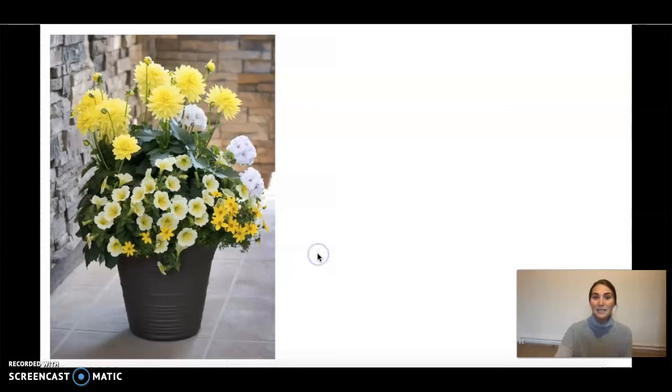Another example of this can be seen in these pictures here. This is a houseplant that has been taken care of. What do you notice about the flowers and the leaves of this houseplant?